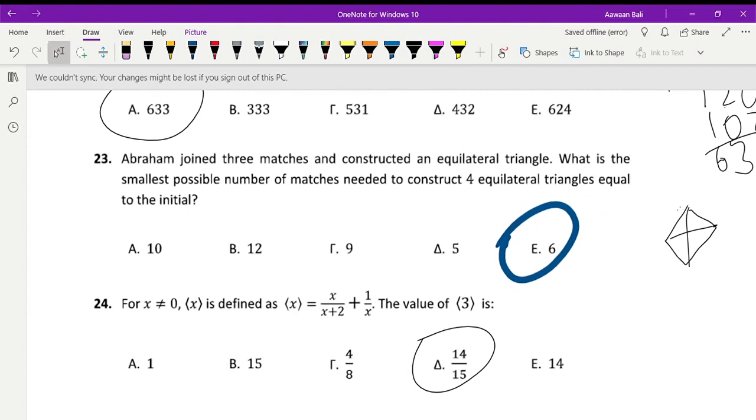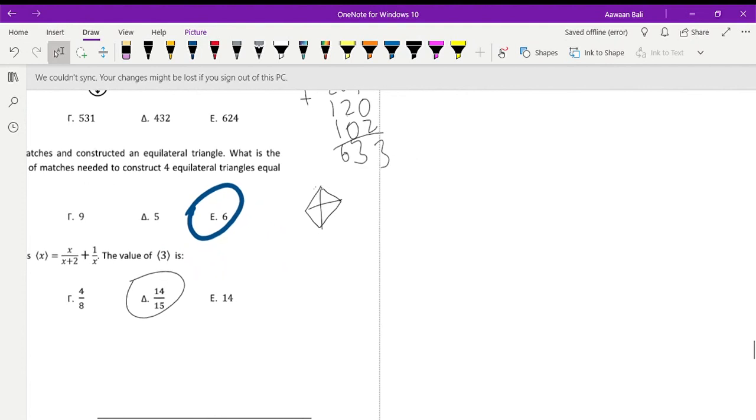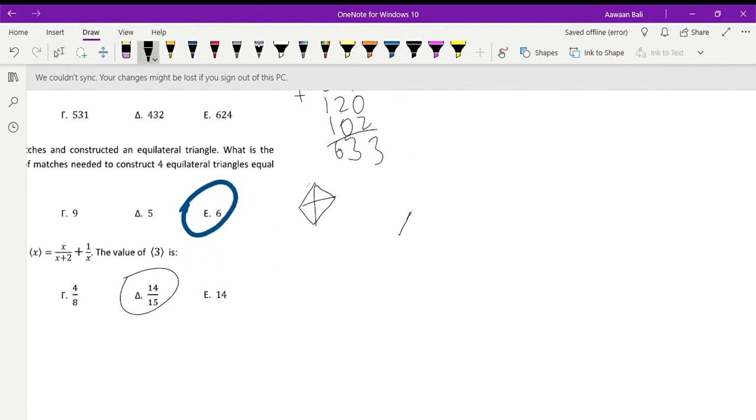Abraham joined 3 matches and constructed an equilateral triangle. What is the smallest possible number of matches needed to construct 4 equilateral triangles equal to the initial? Okay, so this is the smallest, 6. Okay, let's see. So we have 1 here. We can make 2 here, and we have 1 here. And then we can share that line with another triangle. And that's basically it.